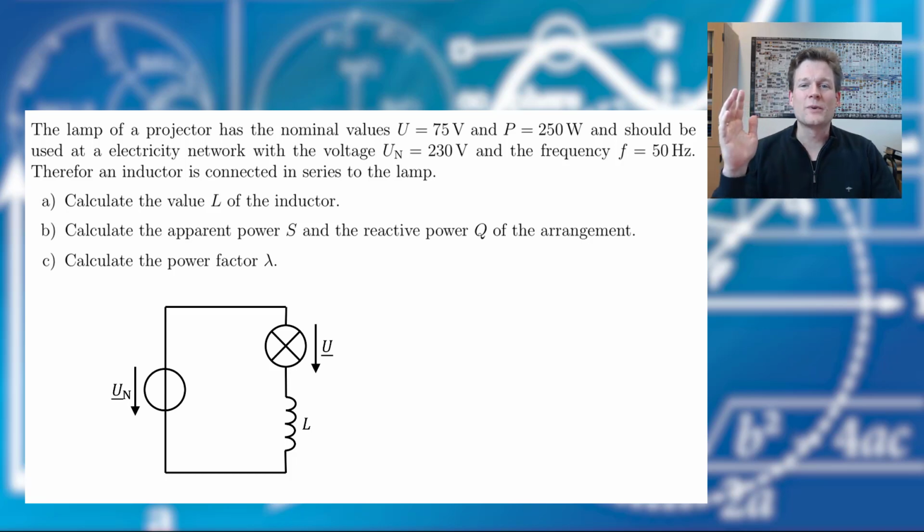In this task we have a projector lamp and it needs a nominal voltage of 75 volts. But we want to connect it to our electricity network with 230 volts. Okay, it would burn through if we connect it directly, and therefore we build a voltage divider.